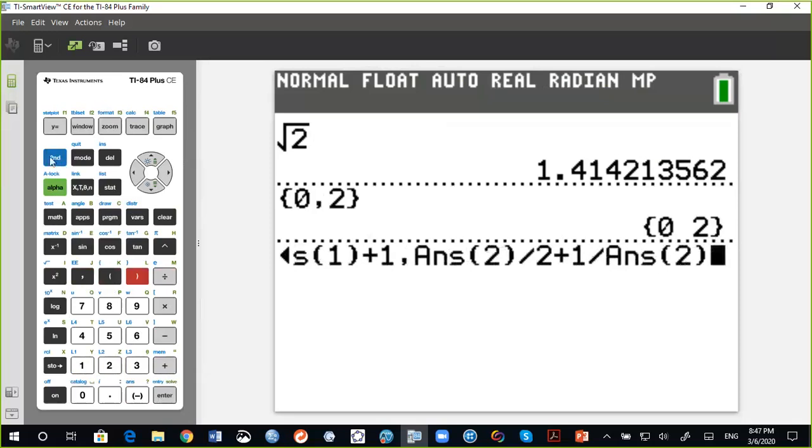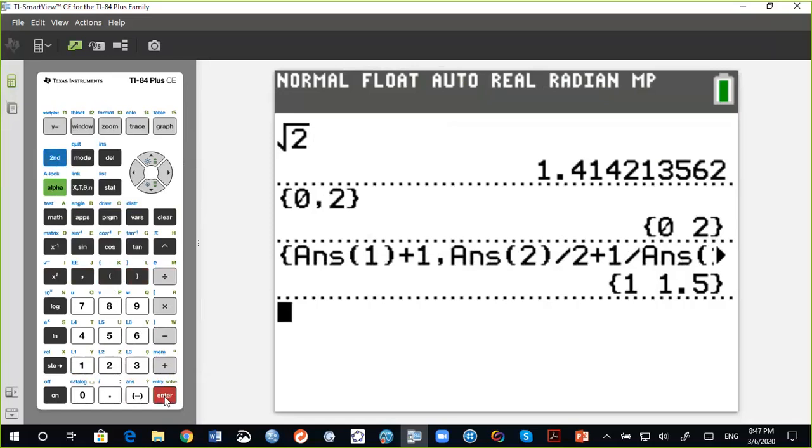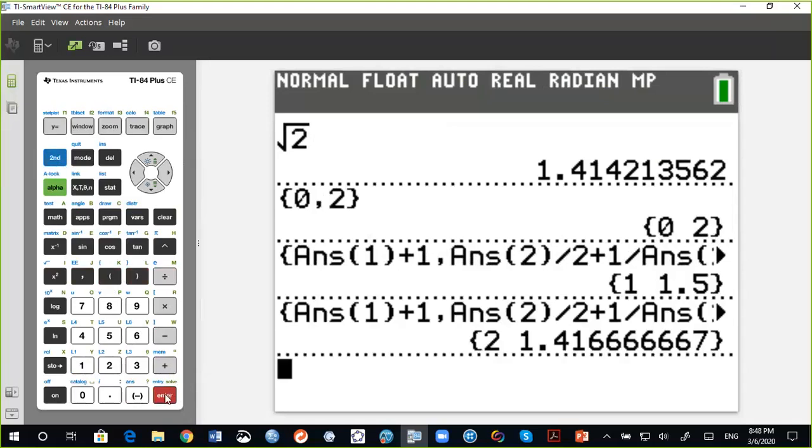So close braces. And so if we press enter, we will get the next approximation. So the first approximation when we started at 2 is 1.5. All we need to do now is press enter again to get the next approximation. So now it's the second one.